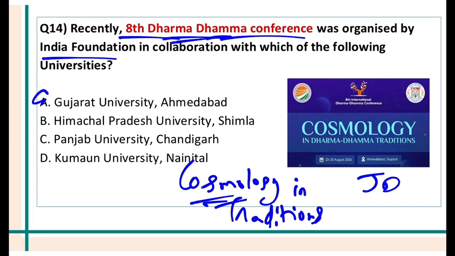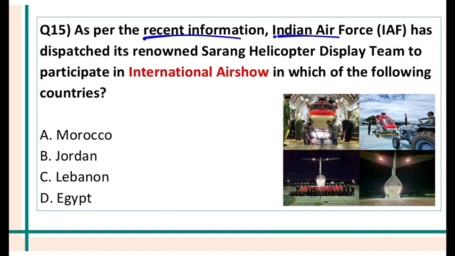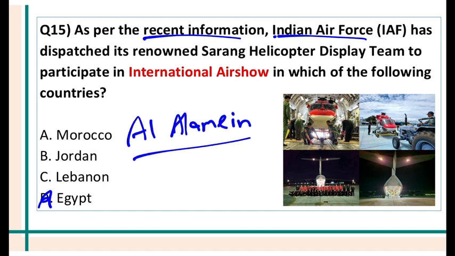Very, very important. As per recent information, Indian Air Force has dispatched its renowned Sarang helicopter display team to participate in the international air show. Where is it taking place? The answer is Egypt. This event is taking place at the Al Alamein International Airport. Al Alamein International Airport is in Egypt. Which city? El Dabaa is the name of the city. Airport name is El Alamein. That is where it is taking place.